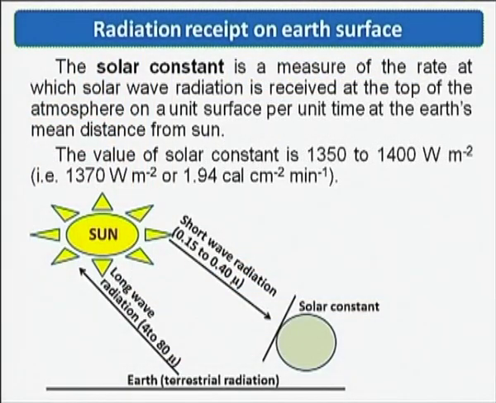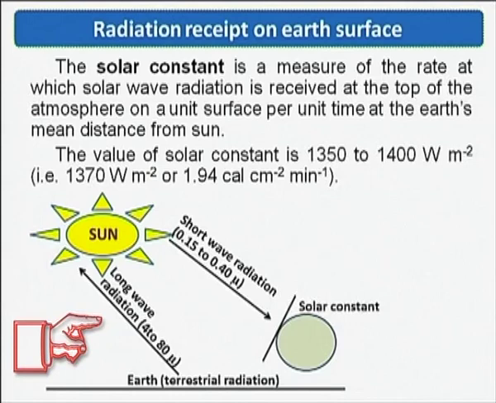Now next is the radiation receipt on the Earth's surface. The solar constant is a measure of the rate at which solar radiation is received at the top of the atmosphere on a unit surface per unit time at the Earth's mean distance from the Sun. The value of the solar constant is 1350 to 1400 watts per square meter, and roughly it comes to 1370 watts per square meter or 1.94 calorie per square centimeter per minute.